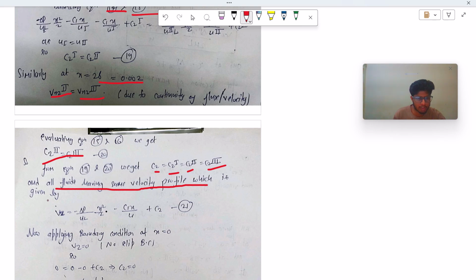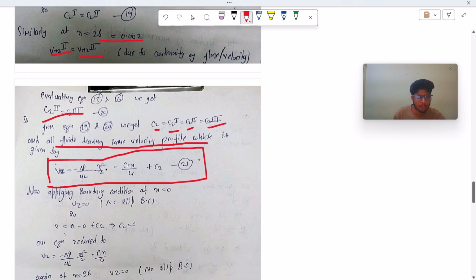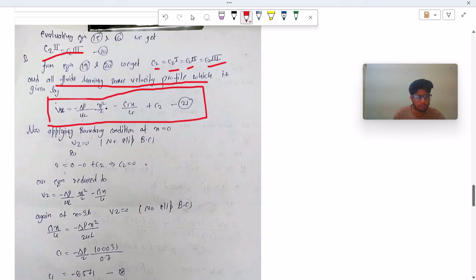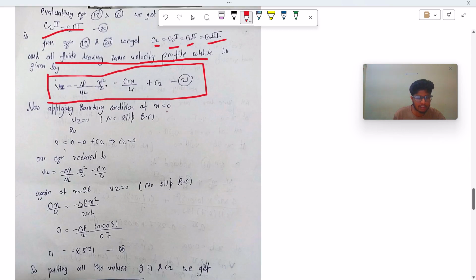So from this we conclude that all the fluids have the same velocity profile, the same velocity equation, which is given by equation 21: vz equal to minus delta p upon mu l into x square by 2 minus C1x upon mu plus C2. Now applying boundary conditions, this is the required thing, and now we are going to further solve the question.